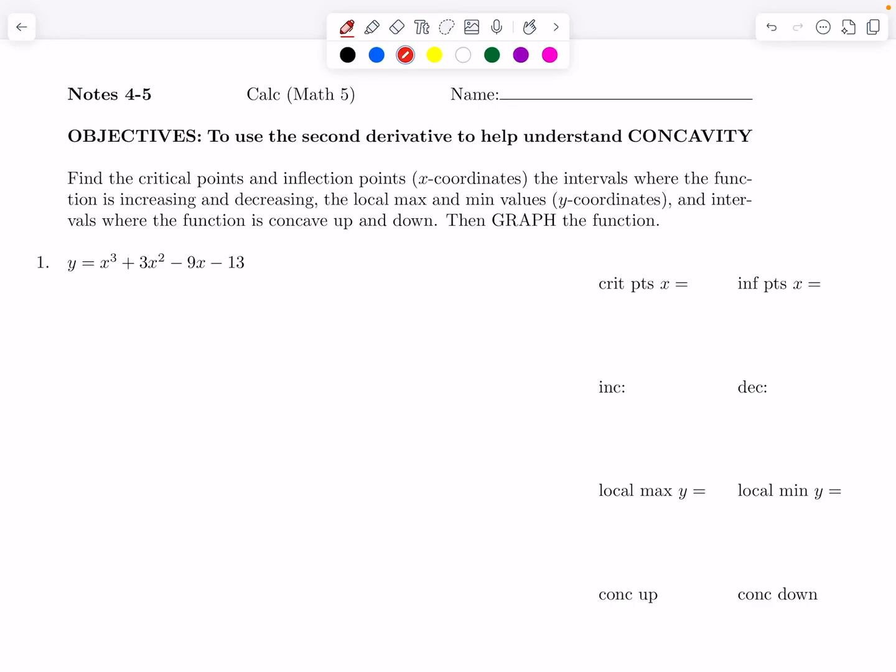Time to do a little more critical points, inflection points, that sort of thing, and also graphing. So you should be able to see it on your calculator too, but to be able to look at these things, we want to take a look at the first and second derivative, more number lines, getting you used to doing that.